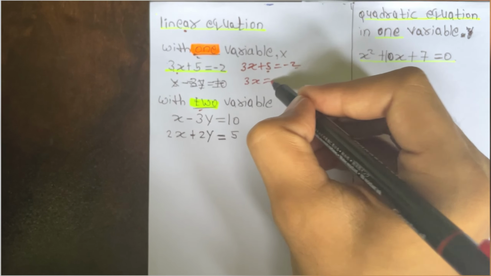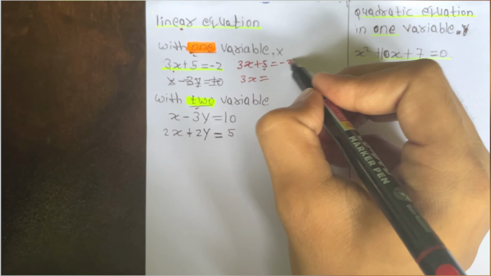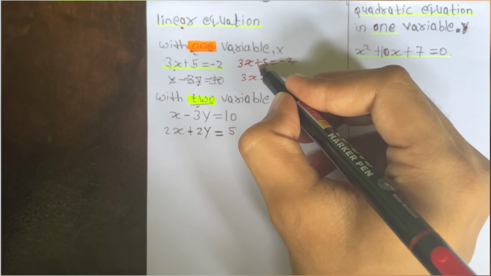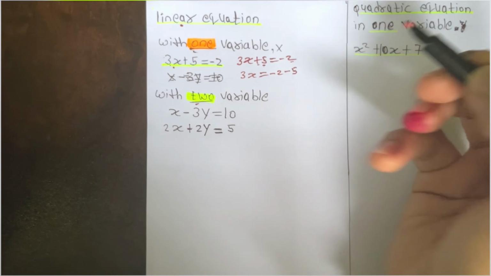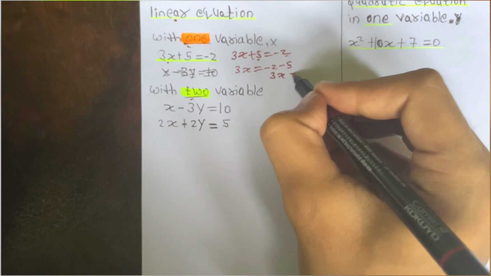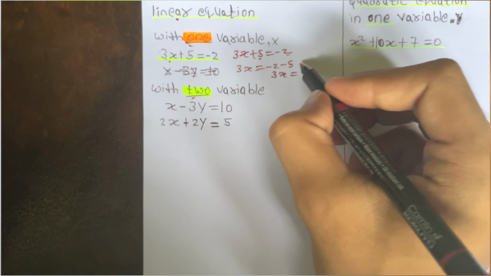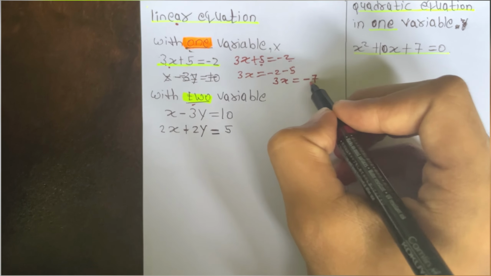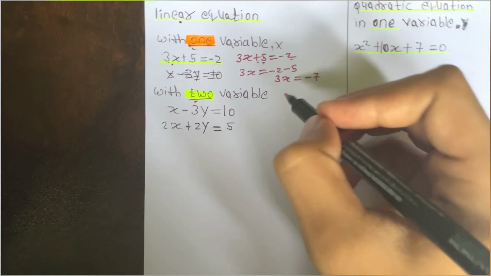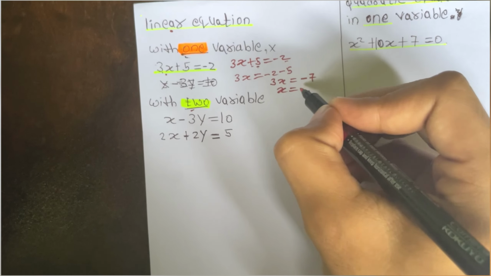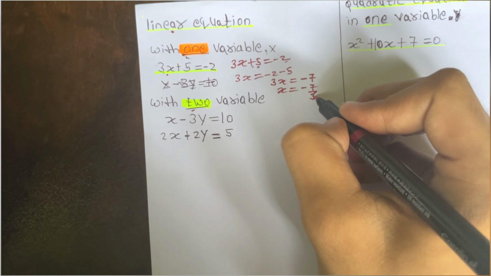3x is equal to, when we shift a number to the other side of the equal sign, the sign of the number changes, so that will be minus 2 minus 5. So 3x equals minus 7, right? Minus and minus is plus in addition, but the sign will be minus, so it will be minus 7. Now x is equal to minus 7 by 3. So the value of x is minus 7 by 3.